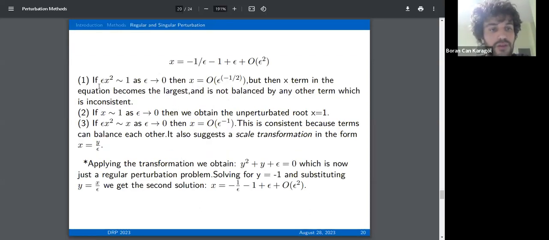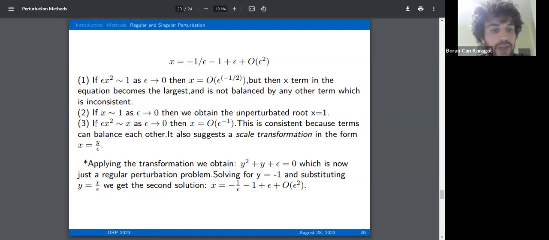So here's an example. If epsilon x squared is asymptotic to 1 as epsilon goes to 0, then x has to be at least in the order of epsilon to the power of negative 1/2. But then the x term in the equation becomes the largest and is not balanced by another term, which is inconsistent because we want this term to be the dominant one. If x is asymptotic to 1 as epsilon goes to 0, we obtain the other, unperturbed root, which we already did.